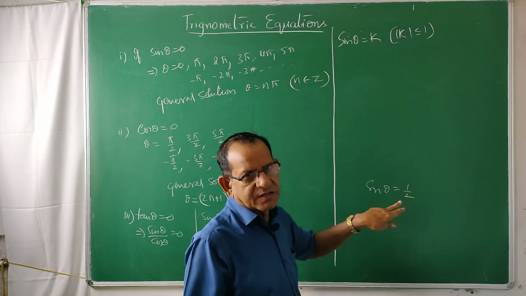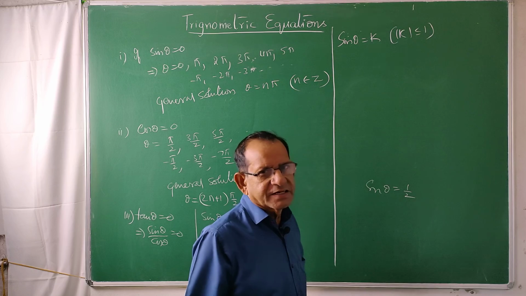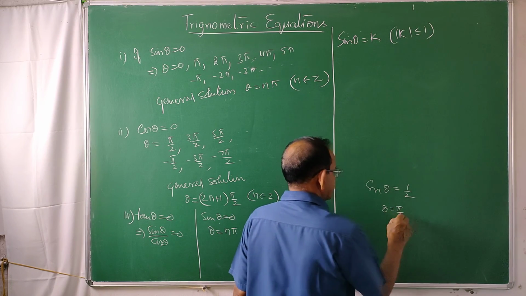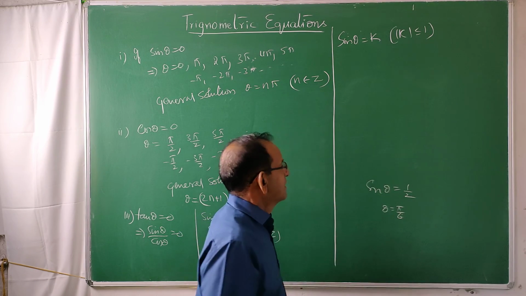What is the value for theta which lies between minus 90 and plus 90? That is 30 degrees, that is pi by 6. Theta is equal to pi by 6. This is called the principal value of theta.